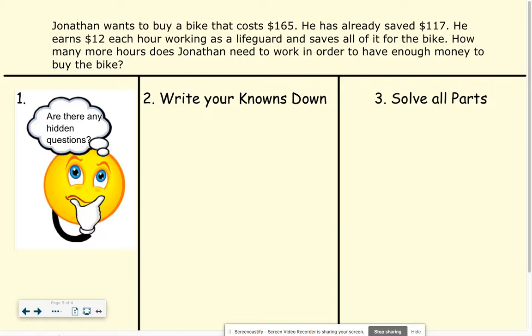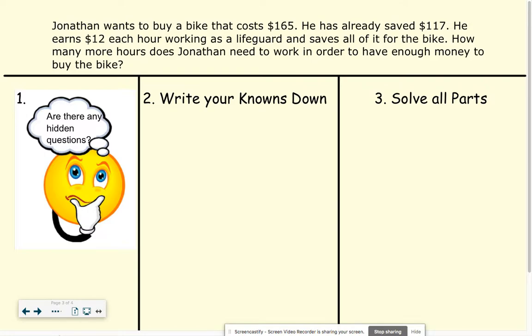Jonathan wants to buy a bike that costs $165. He has already saved $117. He earns $12 each hour working as a lifeguard and saves all of it for the bike. How many more hours does Jonathan need to work in order to have enough money to buy the bike?